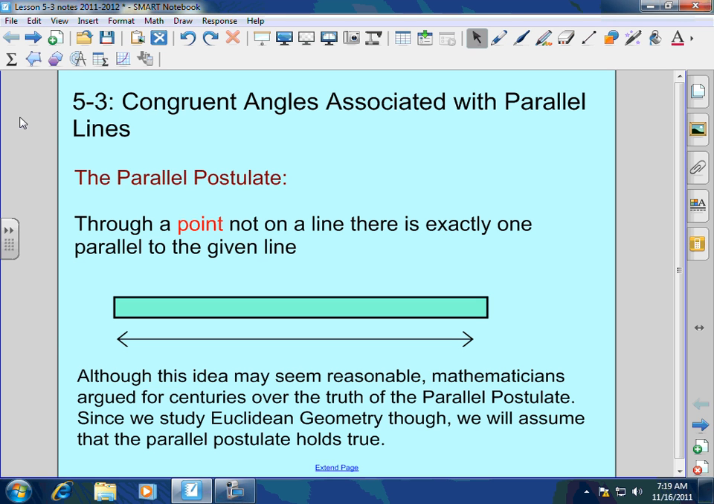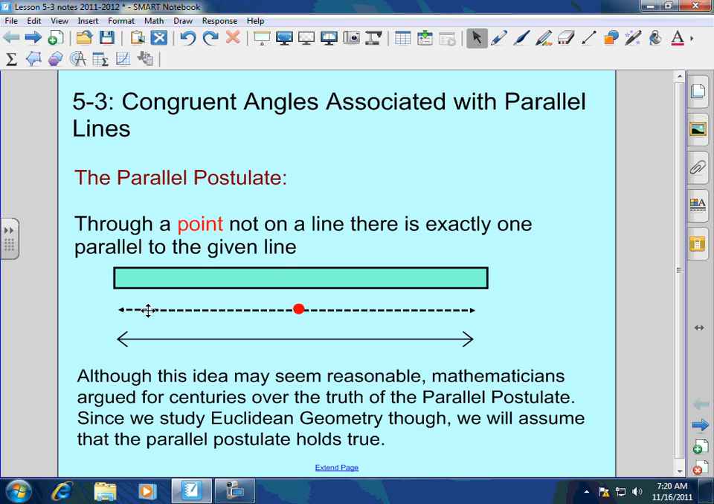Well, gentlemen, the parallel postulate states, through a point not on a line, there is exactly one parallel to the given line. So if I choose a random point anywhere above this line or below the line, but let's focus above the line right now. If I choose any point above it, I can create one exact line that is parallel to the original.